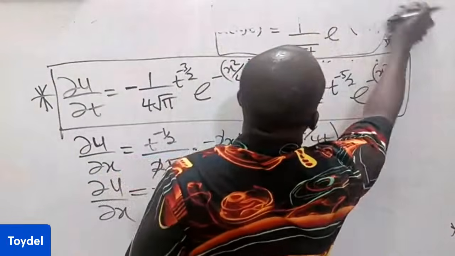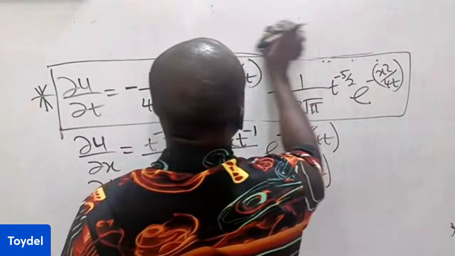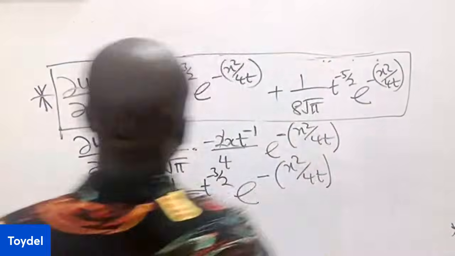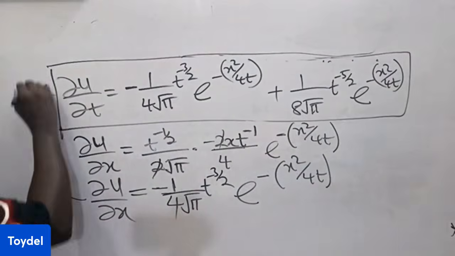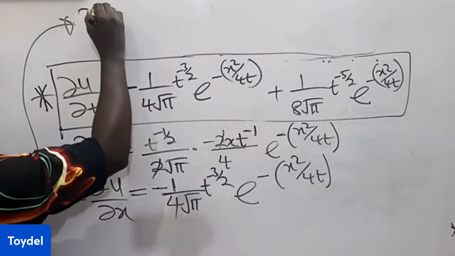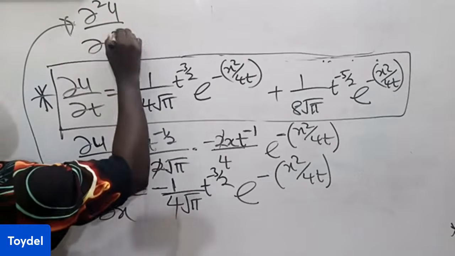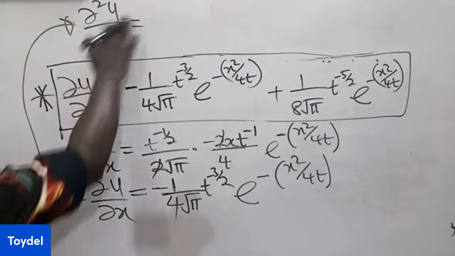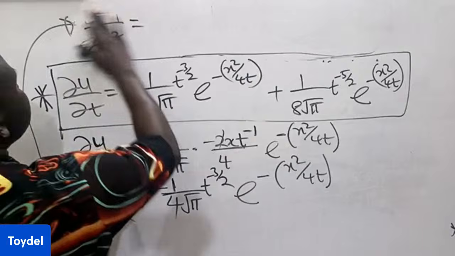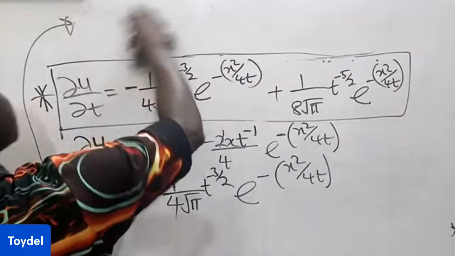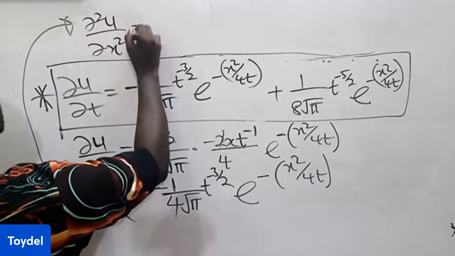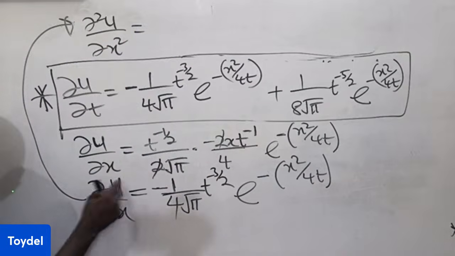Let me just find a way of writing the value here. I want to differentiate du/dx the second time. From here, I want to differentiate this second time, d squared u all over dx squared, and see if we are going to get the same answer. If we are able to get the same answer, then it shows we have been able to prove the heat equation that we are asked to show. Okay, so d squared u all over dx squared is equal to, we want to differentiate this the second time, with respect to x.